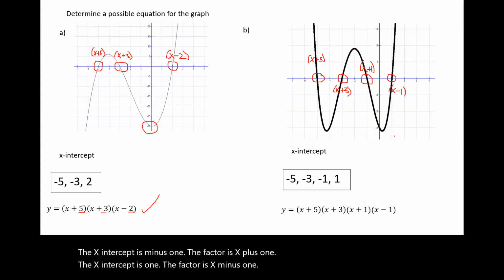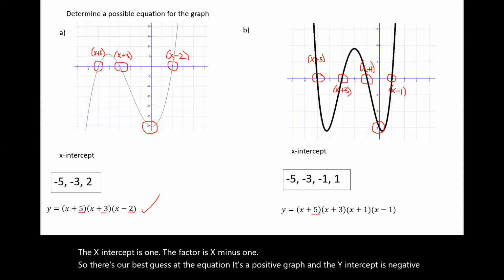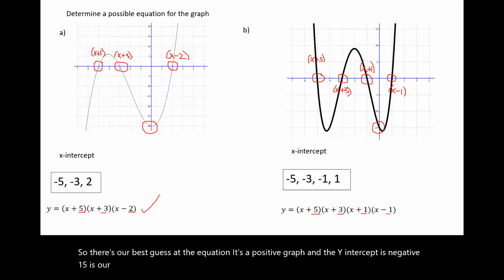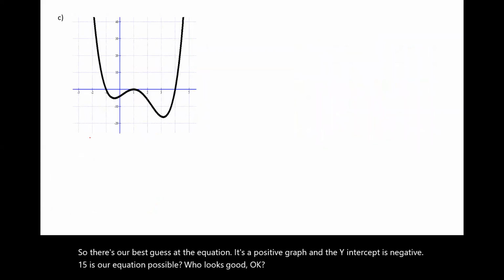So there's our best guess at the equation. It's a positive graph, and the y-intercept is -15. Is our equation possible? Looks good. Okay, let's try another one.